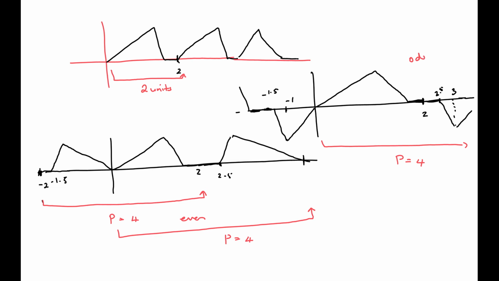So what we've done is we've taken that original function that looked a bit like this, like that, and the first one was just plain periodic, period of 2. The second one we changed it to have a period of 4 and made it even, and the third one we made it odd and gave it a period of 4 as well.